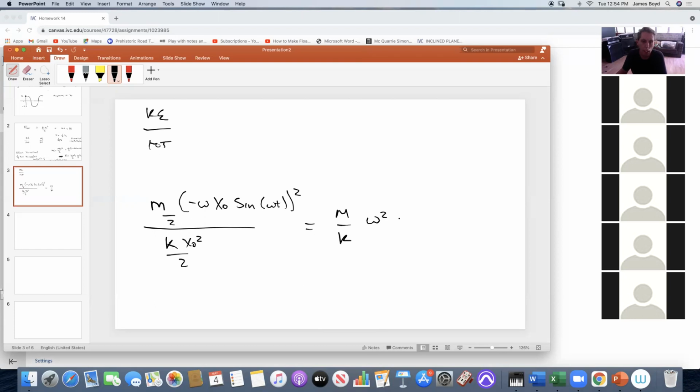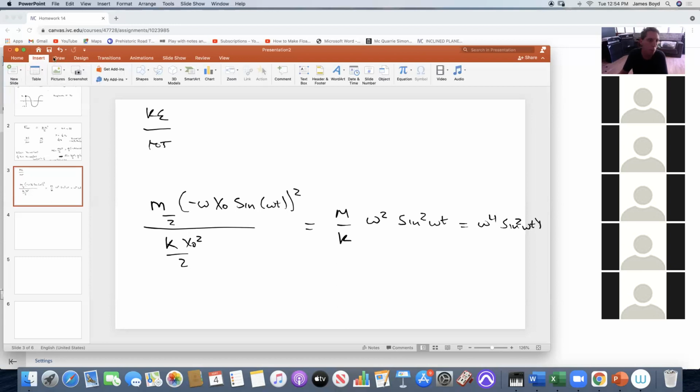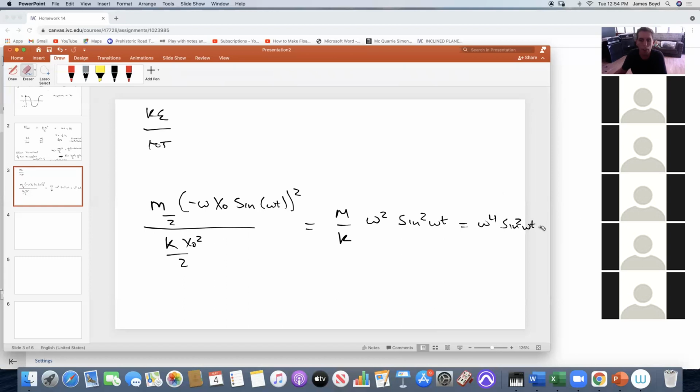This would be omega squared sine squared omega t, everything in the parentheses. But m over k is also omega squared. So this is omega to the fourth sine squared omega t. Right? That is kinetic energy over total energy.